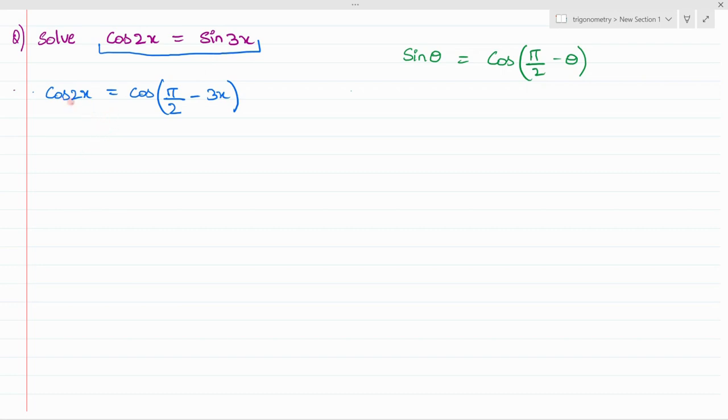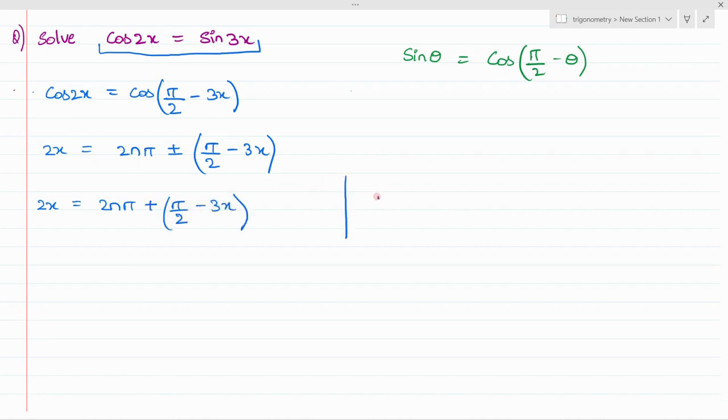So this is in the form of cos theta is equal to cos alpha. So we can write 2x is equal to 2n pi plus or minus alpha, which is nothing but pi by 2 minus 3x. So again, two cases possible. That is 2x is equal to 2n pi. If you take plus, one case, or if you take minus, it is other case. It becomes 2n pi minus pi by 2 minus of minus plus 3x it becomes.